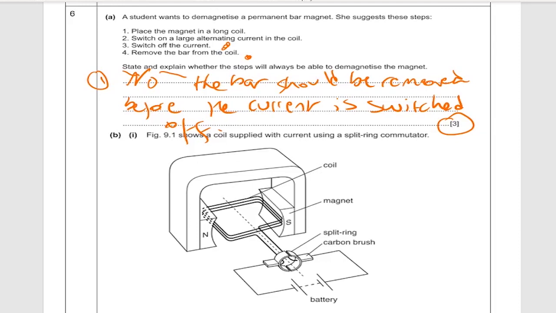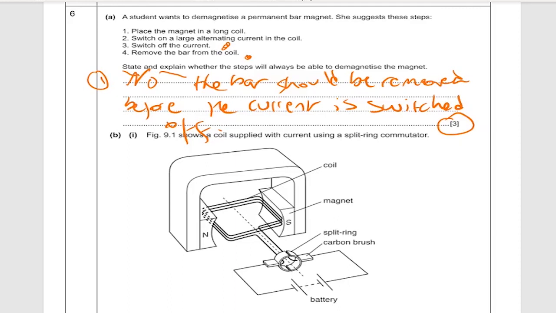Why is this the case? Okay, well, the reason this is the case, and there's a couple of marks you can get for this as well, for explaining it, is that when the bar magnet is inside the coil, the poles are constantly flipping, and if you turn off the current, they'll be just stuck in one of those orientations where they're either all facing one way or all facing in the opposite direction. But they will all be lined up.